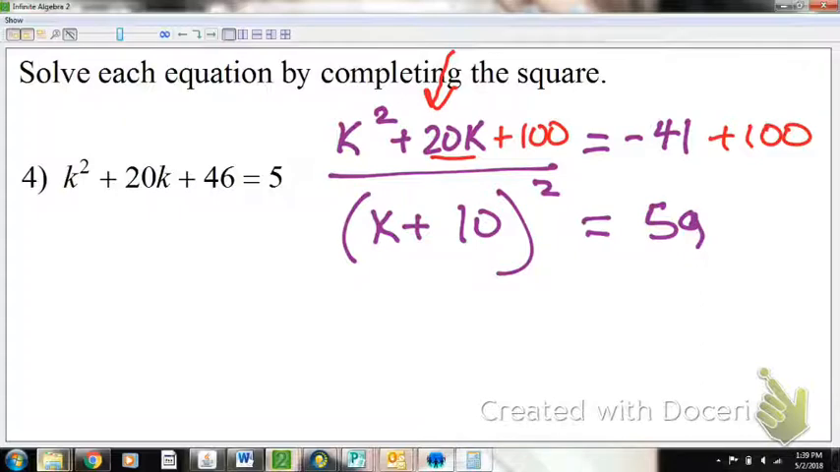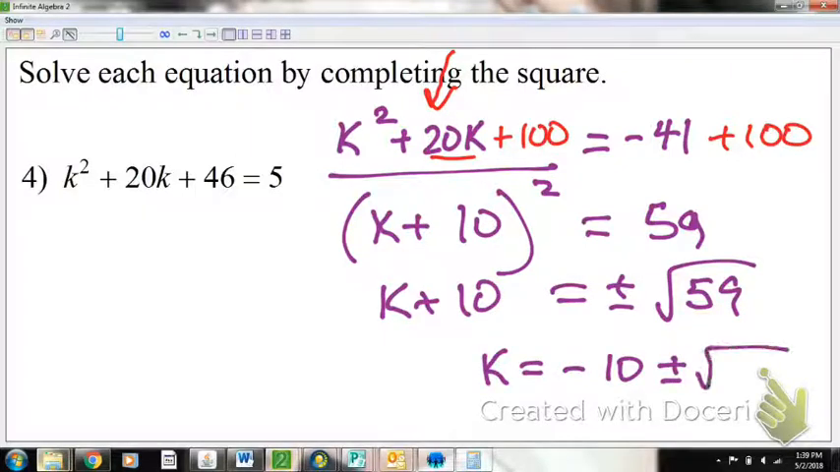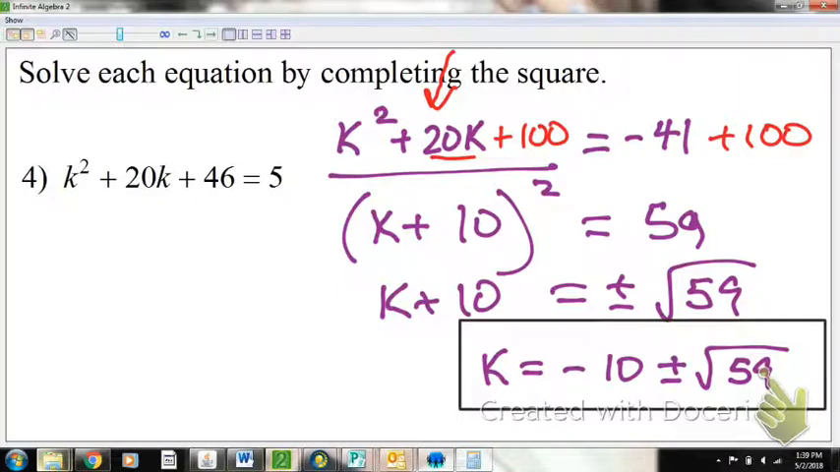And then we can use the square root property, k plus 10 equals plus or minus square root of 59. Subtract 10 from both sides, and we get k equals negative 10 plus or minus the square root of 59. We can't do anything else with that answer because 59 is not a perfect square, and it does not have a perfect square factor. So that's all we can do with that one, and that's the two solutions.